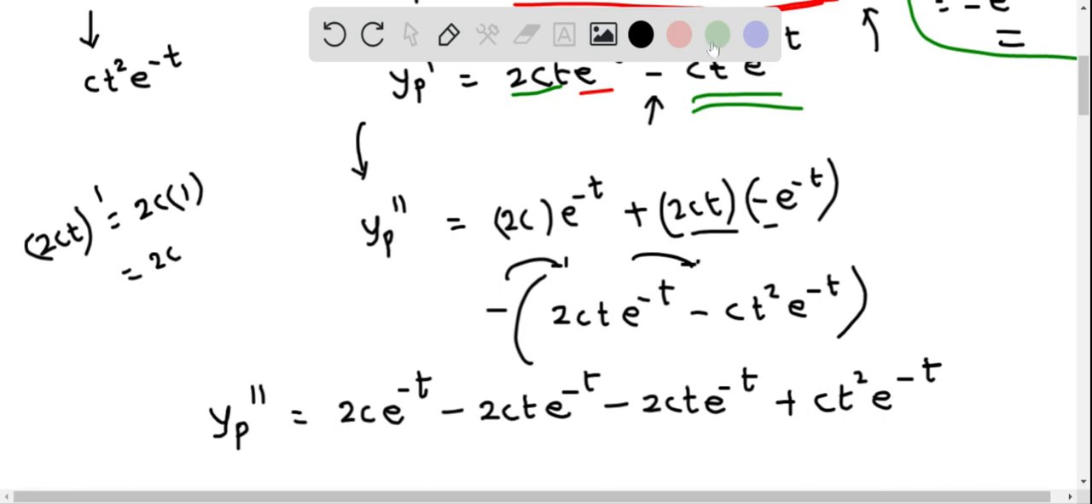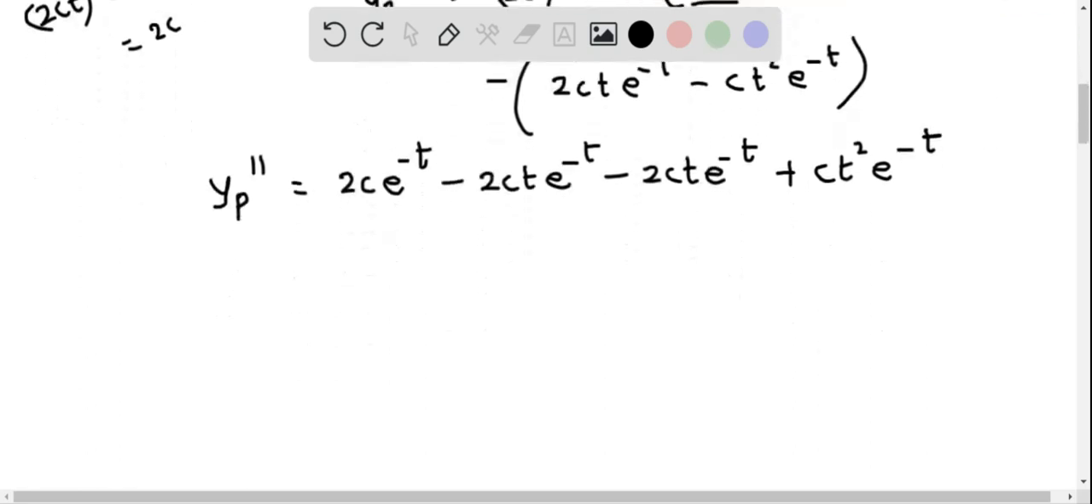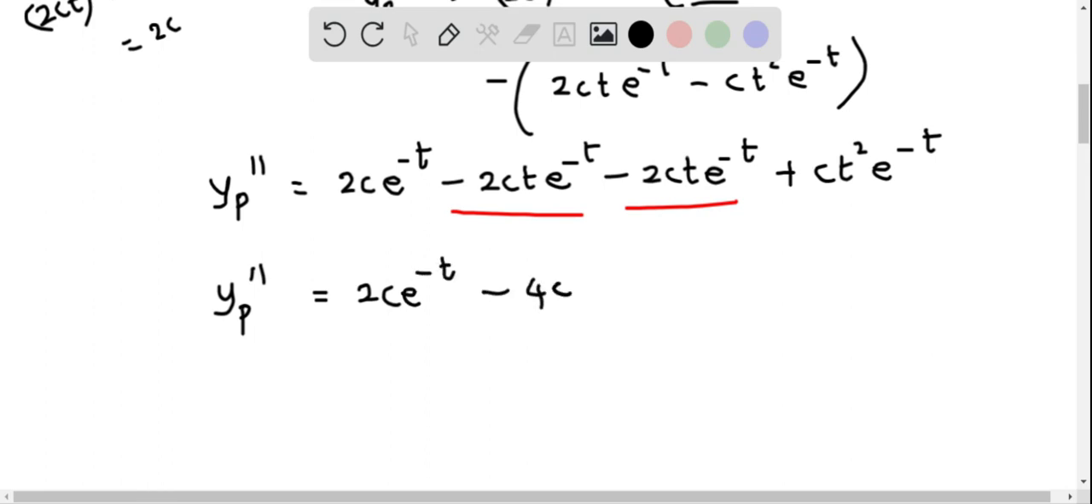Let's see if we can combine any like terms and put it in a more simplified form. That is yp double prime, and this equals, we have like terms here, that is negative 2ct e power negative t, and then one more negative 2ct e power negative t. So this is nothing but negative 4ct e power negative t. So I write the first term as it is, that is 2c e power negative t, negative 4ct e power negative t, plus ct square e power negative t.